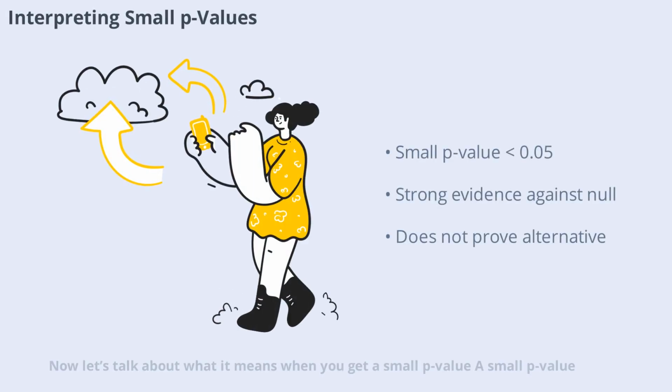Now let's talk about what it means when you get a small p-value. A small p-value, typically less than 0.05, suggests that the observed data would be very unlikely if the null hypothesis were true. In other words, there's strong evidence against the null hypothesis. This often leads researchers to reject the null hypothesis in favor of an alternative explanation. However, it's important to remember that a small p-value doesn't prove the alternative hypothesis. It simply indicates that the data are inconsistent with the null.